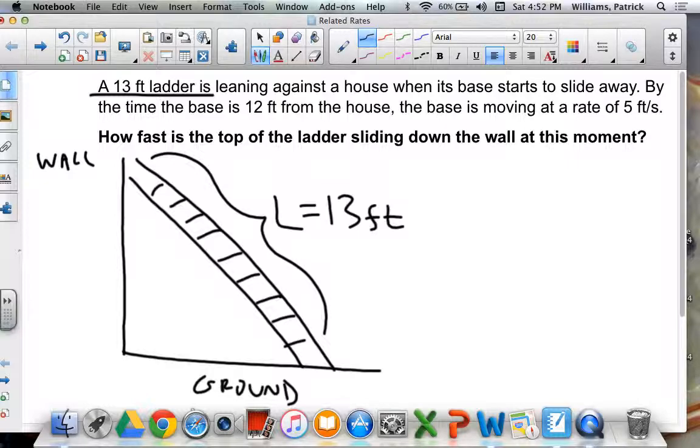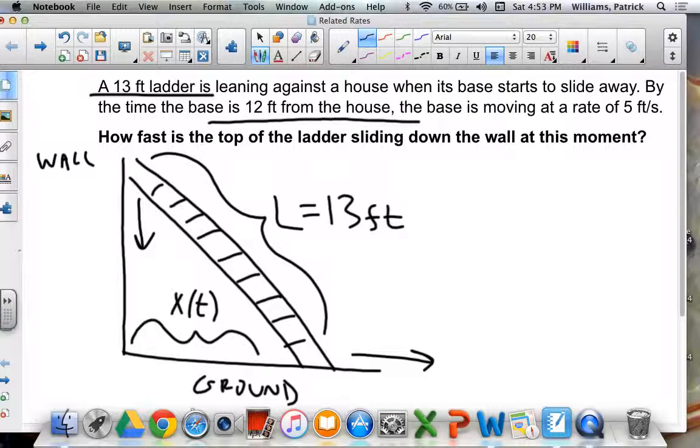All right? Now what else do we have? We have the base starts to slide away. By the time the base is 12 feet from the house, it's moving at a rate of 5 feet per second. So let's first look at that thing I underlined. When the base is 12 feet from the house. So as this ladder slides down, the base is going to slide out this way, and the top is going to slide down. So, unlike the length of the ladder, which was a constant, the distance between the base of the ladder and the wall, that's going to be something that we will call a variable. It's something that changes with time. So we will call that x of t, okay? Because it's a function of time.